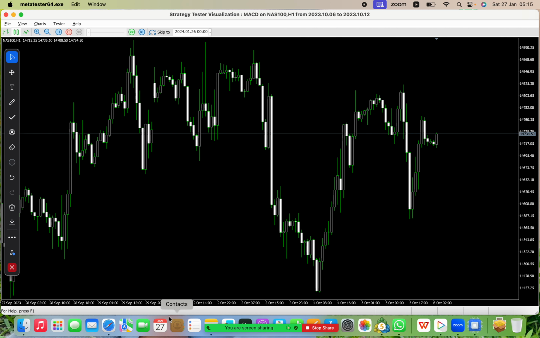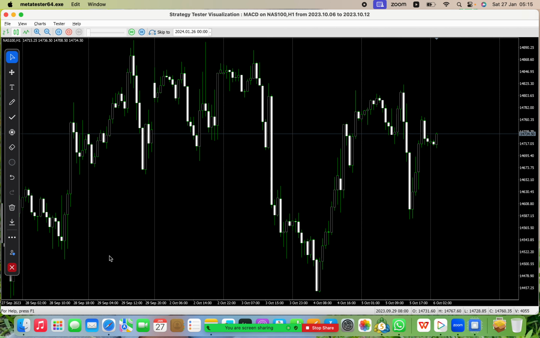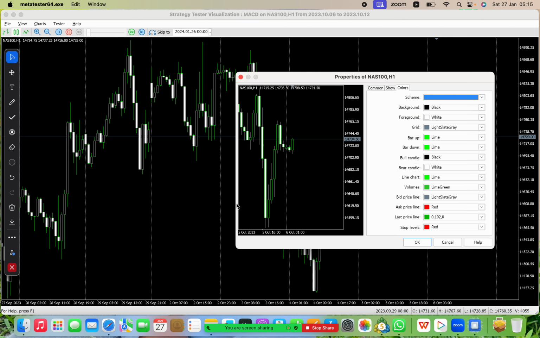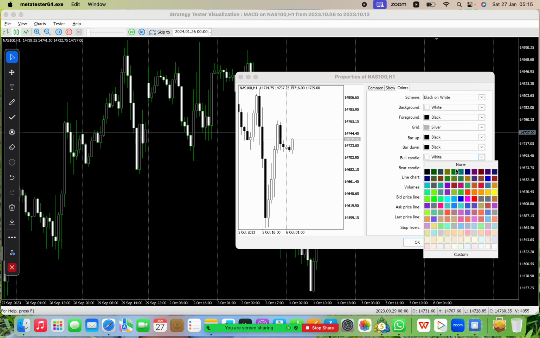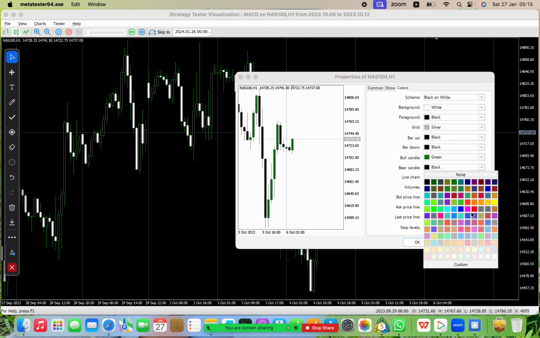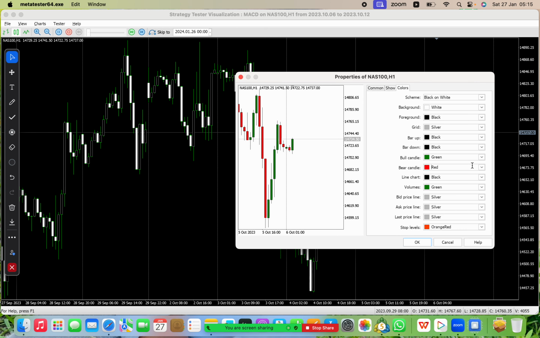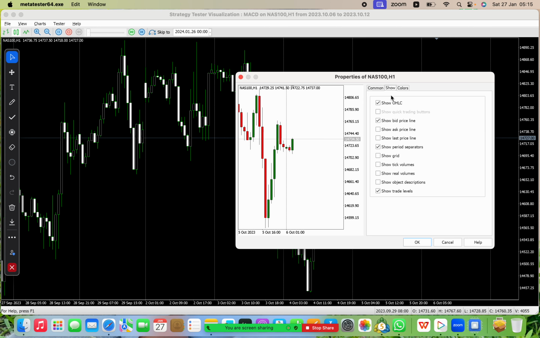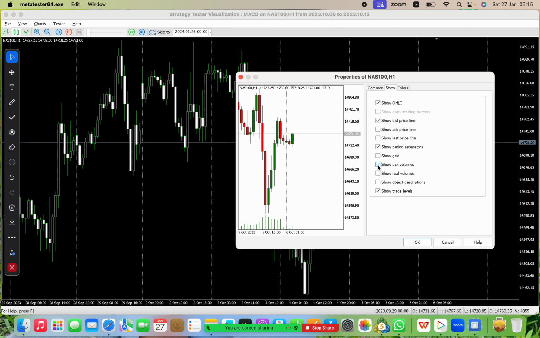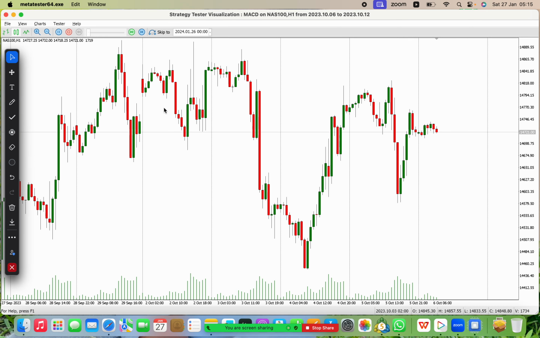Control G, Control Y, FN, F8. Black on white, we're looking for bull is green, bear is red. Can you guys see if this is the setup that I'm using? Okay, the rest of the stuff is short stick volumes. I don't think it's necessary, but I will. I don't use the volumes.